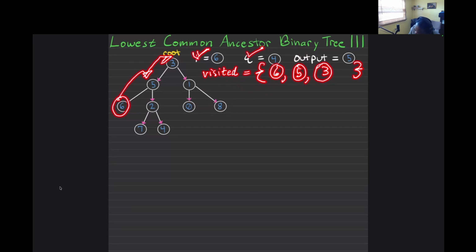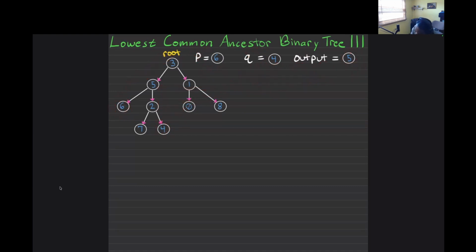So now we start at node Q, which is here. We ask, is this in the visited set? It's not, and we don't have to add it. We just come back up. We don't care about it anymore at that point. Is node 2 in the visited set? It's not. How about node 5? Is that in the visited set? Oh, it is, and that's our output. So very simple. Let me go ahead and draw this out.